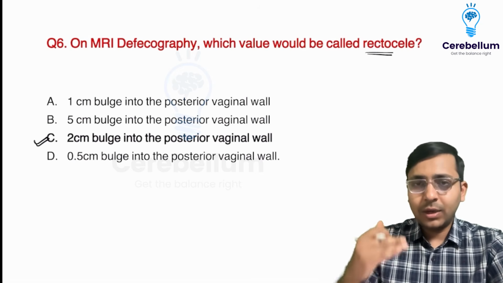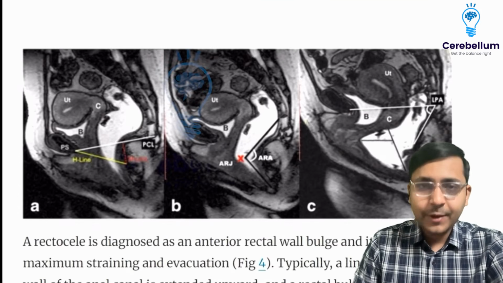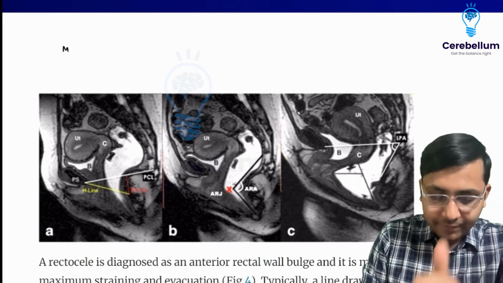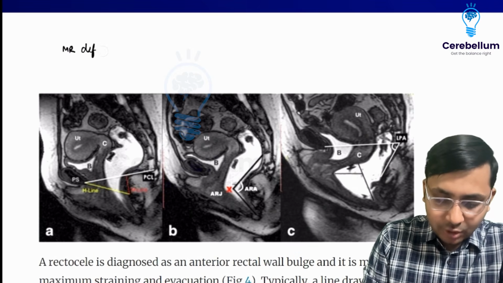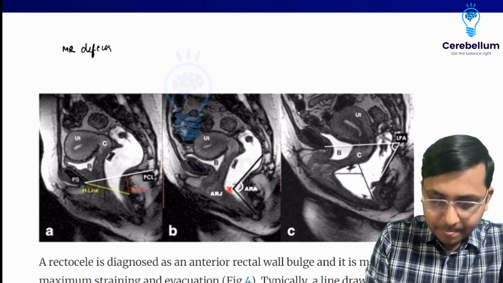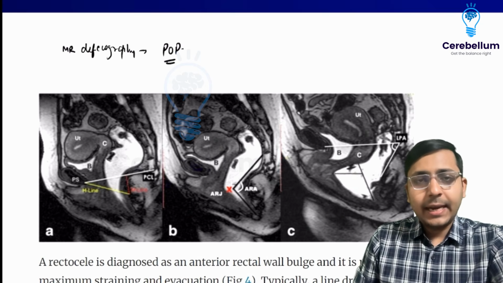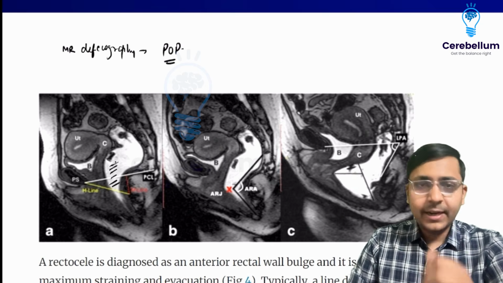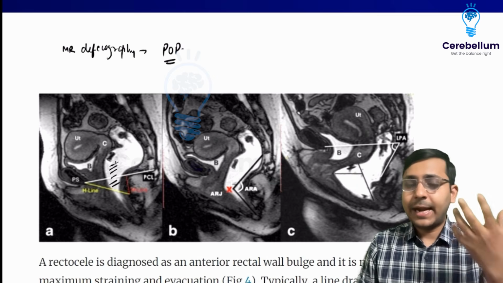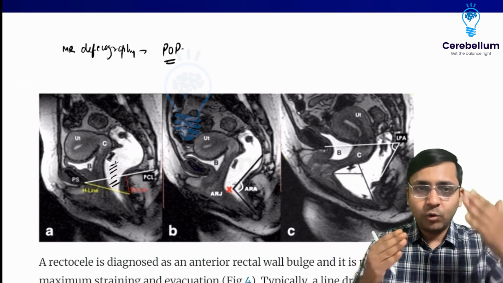But let me tell you the concept. What is MR defecography? Number one, this is how an MR defecography looks like. We use MR defecography for pelvic organ prolapse, right? And in MR defecography, what do we do? As you can see in the rectum, we have injected a gel. Now, gel is bright on T2 weighted images, so the rectum appears bright on a T2 weighted image.